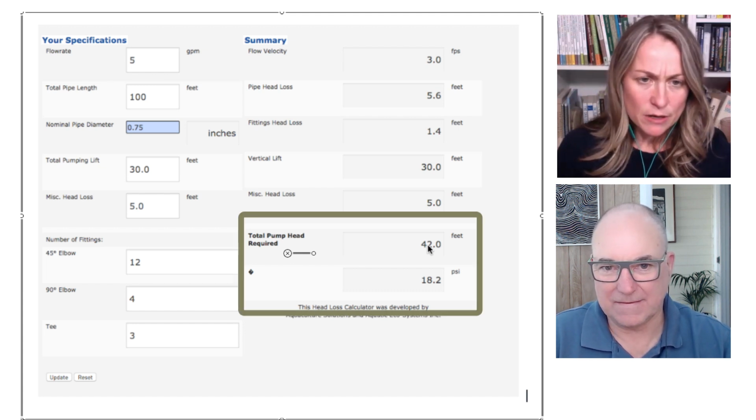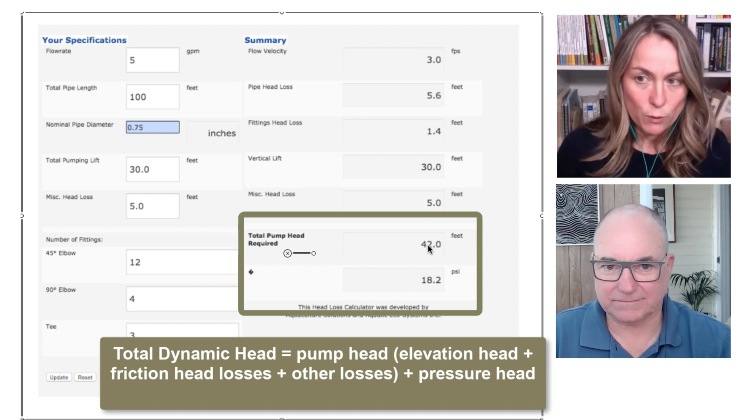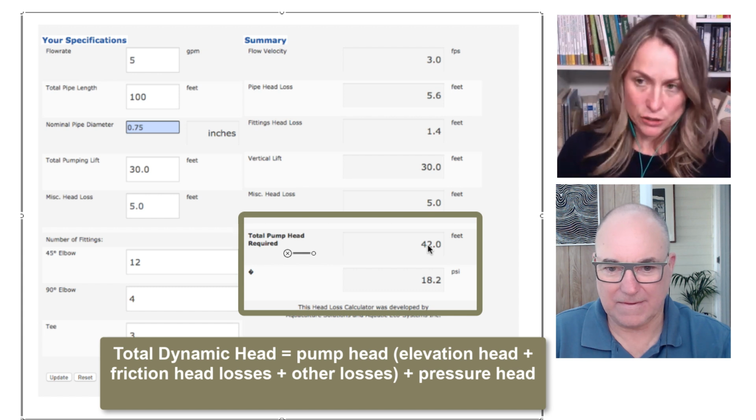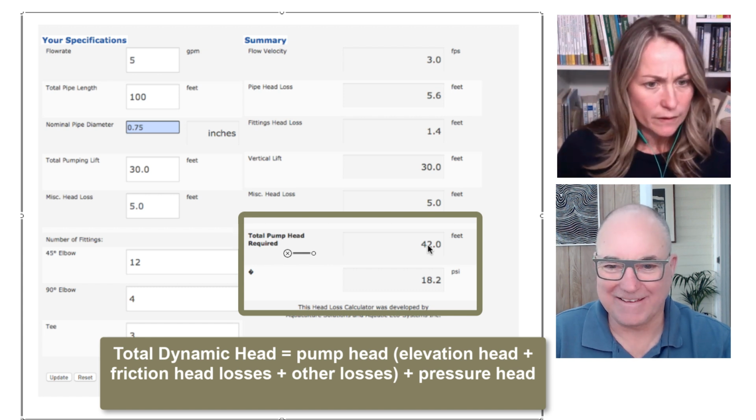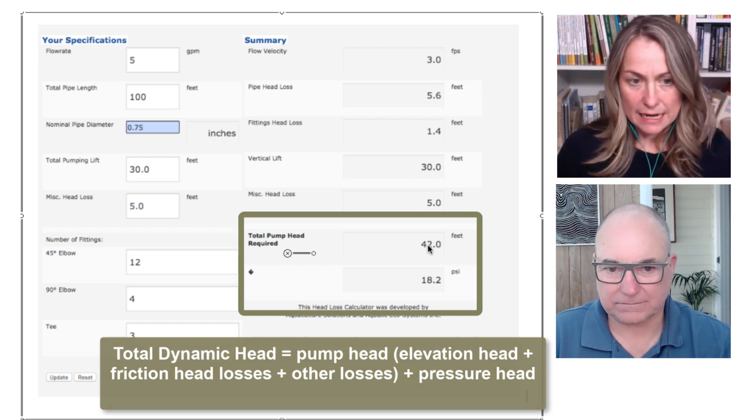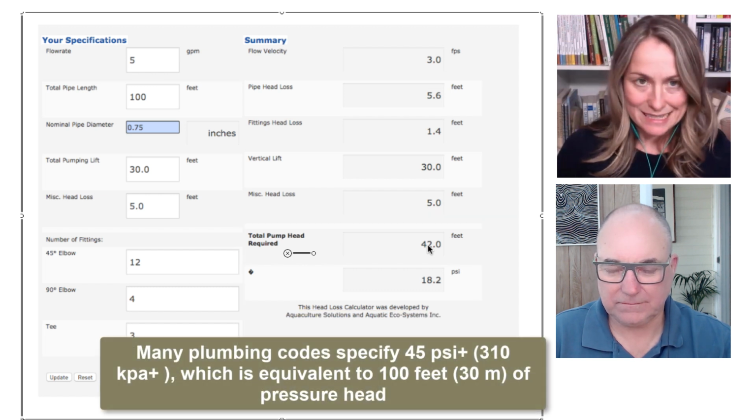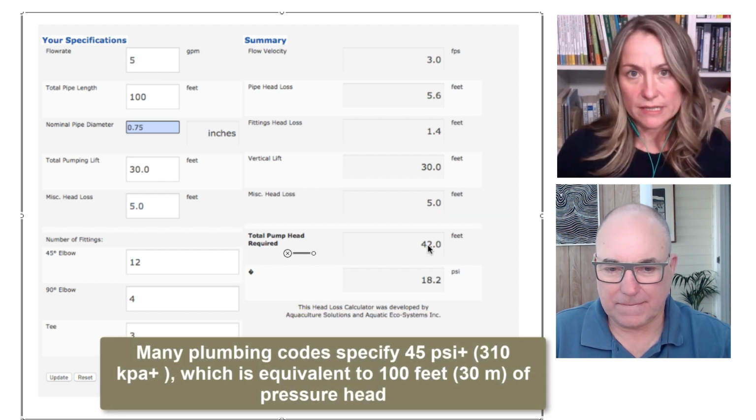So this number isn't quite good enough yet for us to size our pump. If we want to actually dive into looking at pump curves, we still need to add the pressure head. Absolutely. What we talked about previously is that although the residential code usually just says add 45 psi, it's a lot less than that for most rainwater harvesting applications.